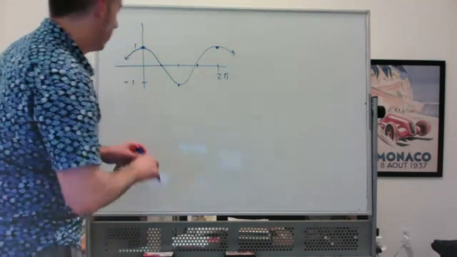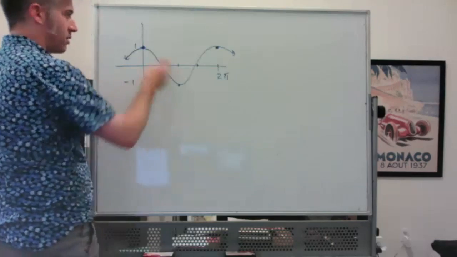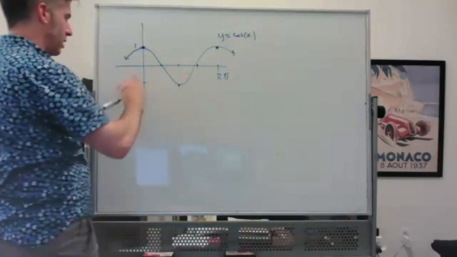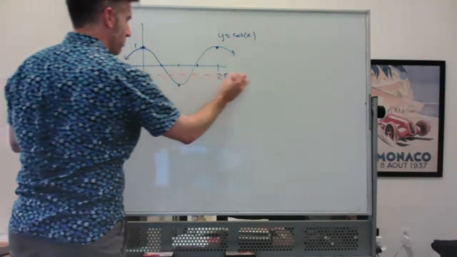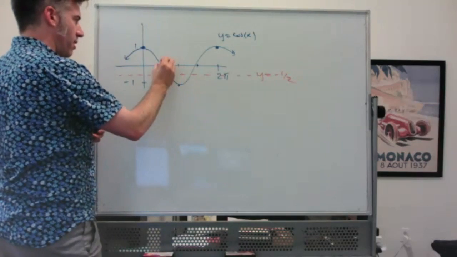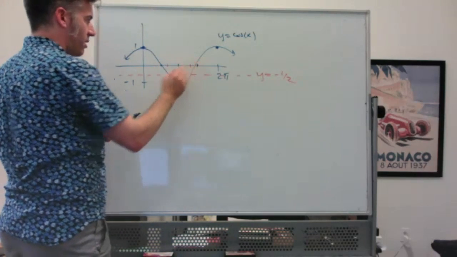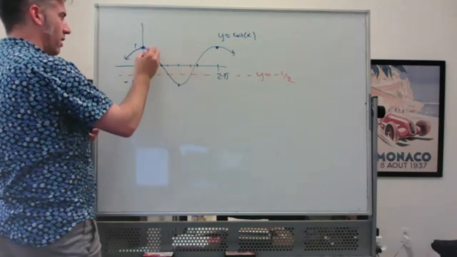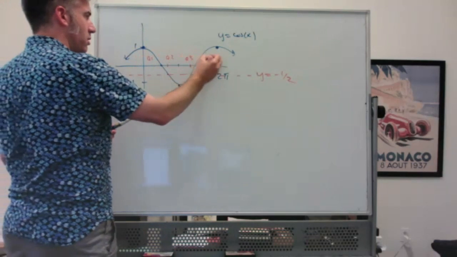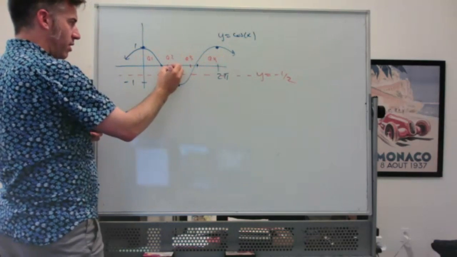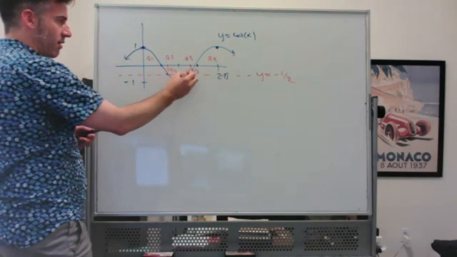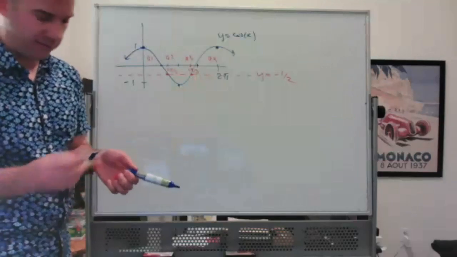But I just want to point out here, look, here is the graph of cosine of x. And here is the value y equal to -1/2. And oh, look, right there in quadrant 2 and quadrant 3, this is Q1, Q2, Q3, Q4, at 2 pi over 3 and 4 pi over 3. That's exactly where the cosine of x is equal to -1/2.